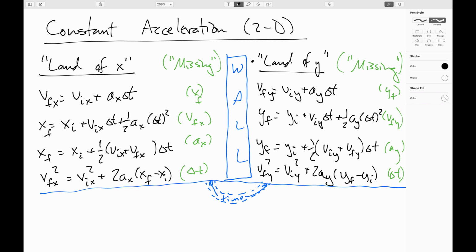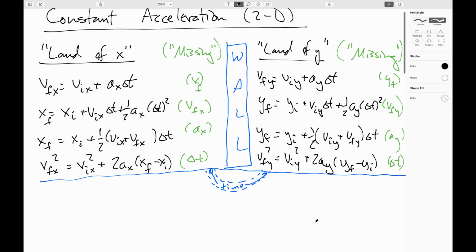But otherwise, when you do motion in two dimensions, you treat it like you are simultaneously solving two one-dimensional motion problems. So I think this is probably easiest done just working by example here. So let's go ahead and do a couple examples.